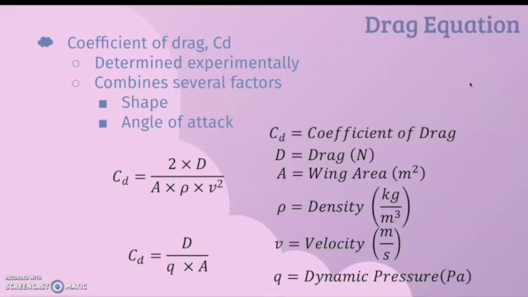So now let's take a look at the coefficient of drag. The coefficient of drag, just like the coefficient of lift, is determined experimentally and combines several factors, including shape and angle of attack. The formula for coefficient of drag can be set up in two ways. First, we have the coefficient of drag is equal to 2 times drag over the area of the wing multiplied by the density multiplied by the velocity squared. We can also set up the coefficient of drag as drag over dynamic pressure multiplied by the wing area.